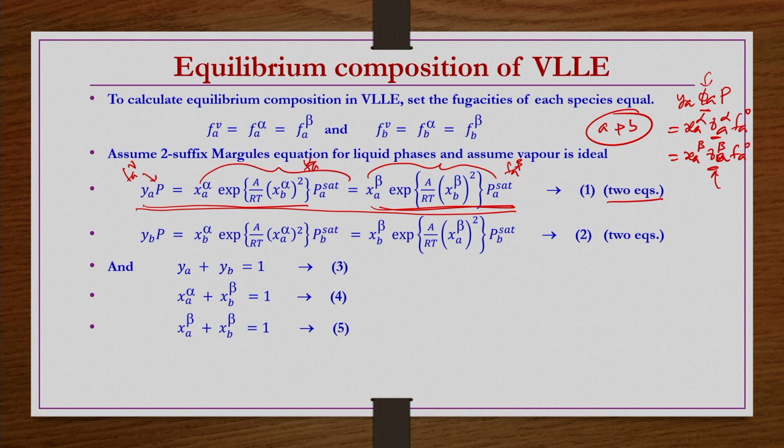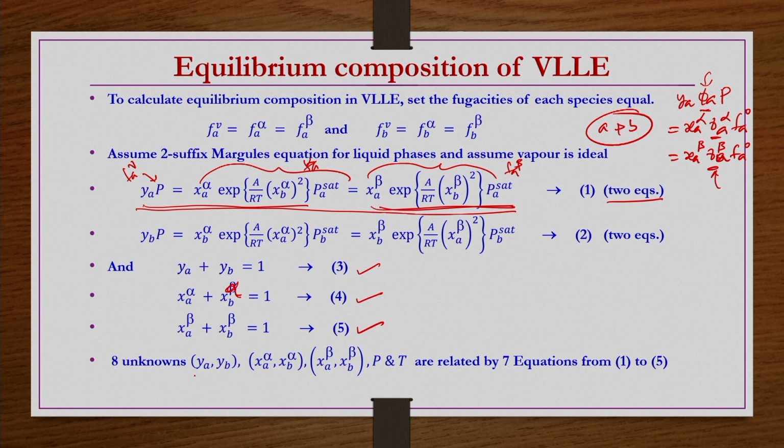So these three relations, because three phases are there: for the vapor phase, for the alpha liquid phase, and for the beta liquid phase. XA alpha plus XB alpha is equal to 1, right. So now, how many unknowns do we have? YA, YB, XA alpha, XB alpha, XA beta, XB beta, P and T are the unknowns.